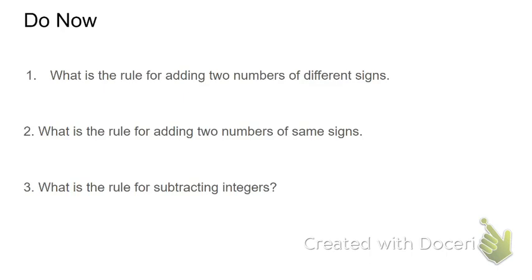And the same thing for number 2. What's the rule for adding 2 numbers of the same sign? And then lastly, what's the rule for subtracting integers? I want you to try your best to answer those 3 questions on your own. Maybe spend about 3 or 4 minutes trying to come up with the answers. And then I'll go over it. You could look at your old notes if you need to also.